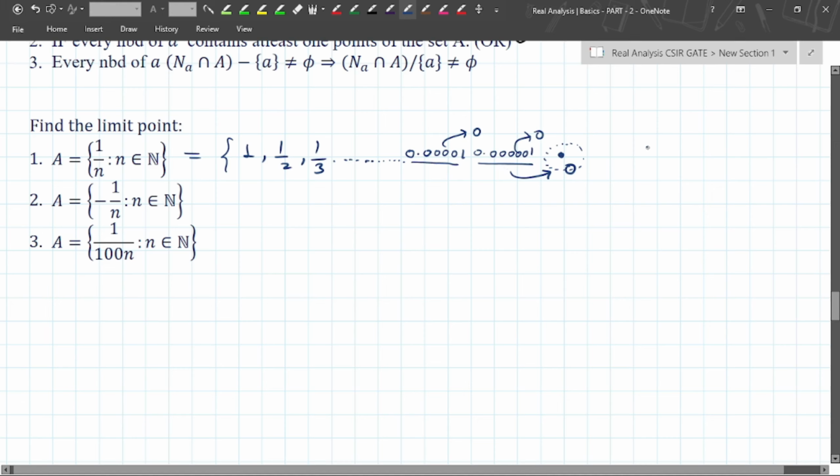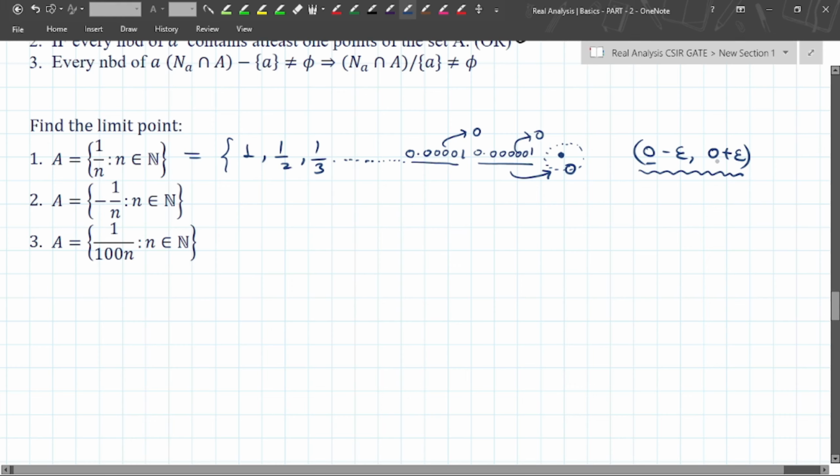It means if I take (0 minus epsilon, 0 plus epsilon), in this interval there are infinitely many points present. That's why 0 is called the limit point of this particular set.